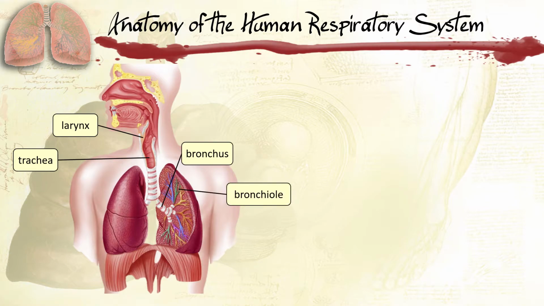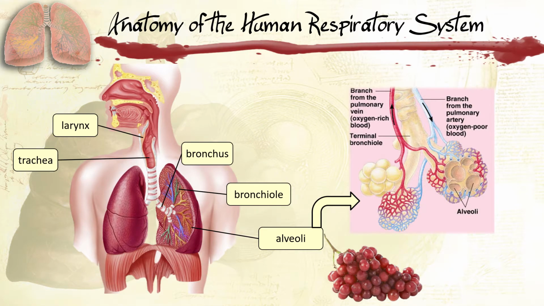Then the bronchus will extend into small little bronchioles, and at the end of the bronchioles, we have our alveoli. Alveoli are air sacs at the end of the bronchiole, and they are in the shape of grapes. So you can compare grapes with the diagram of alveoli, and they are similar. They are numerous and they are surrounded by capillaries.